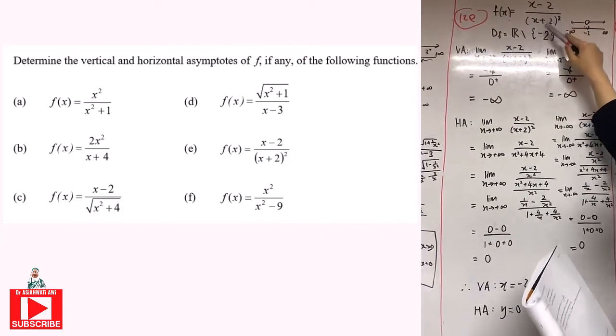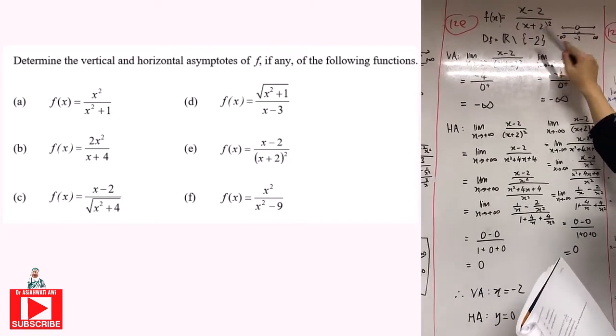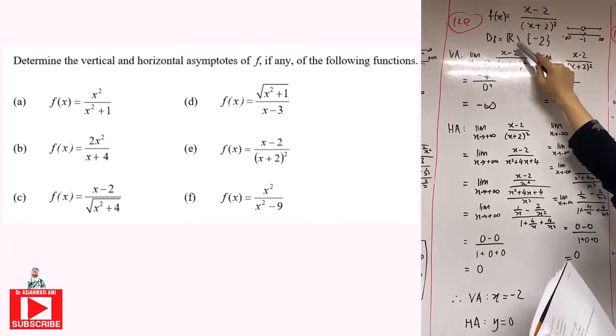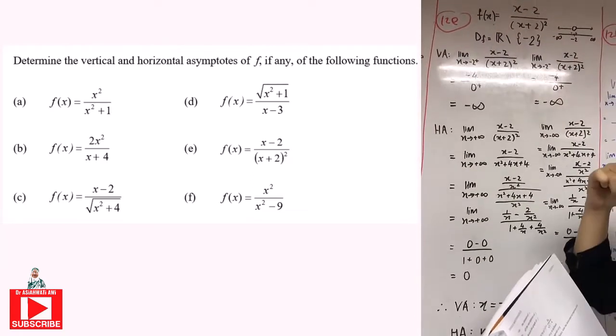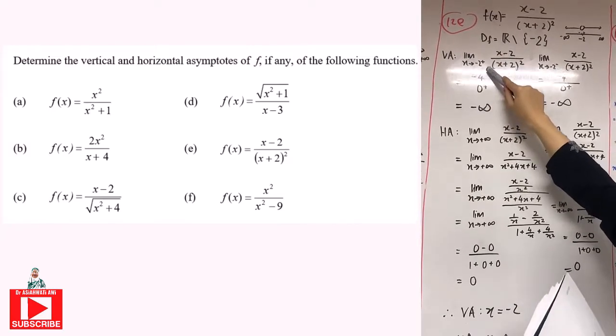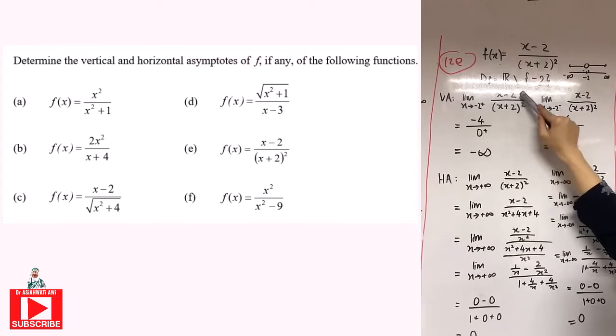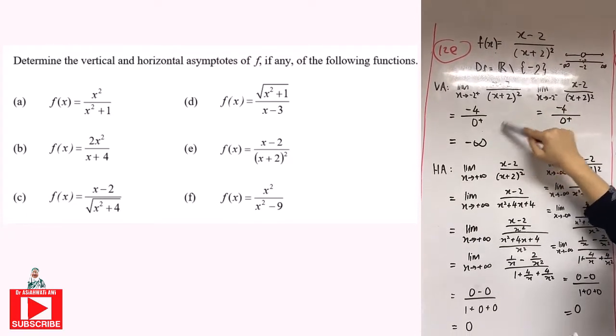So as we know, x plus 2 cannot be equal to 0, so x cannot be equal to negative 2. So the domain is all real numbers except negative 2. To find the vertical asymptote, we take the limit as x approaches negative 2 from the right and also from the left. When we substitute negative 2, we get negative 4 over 0.